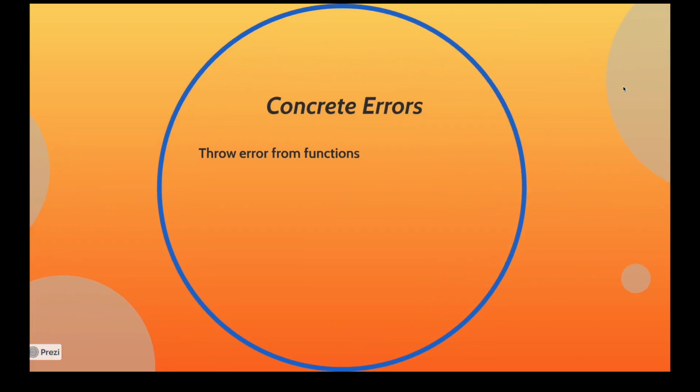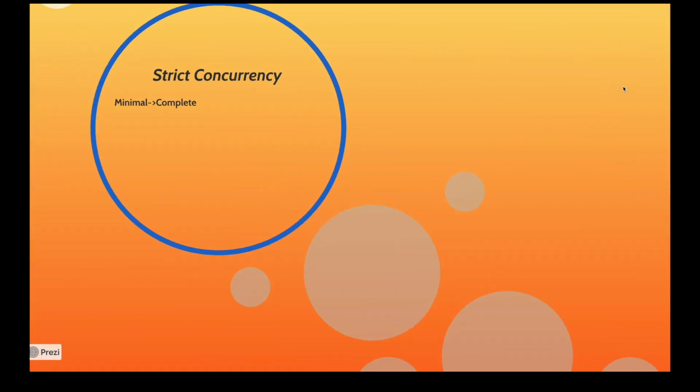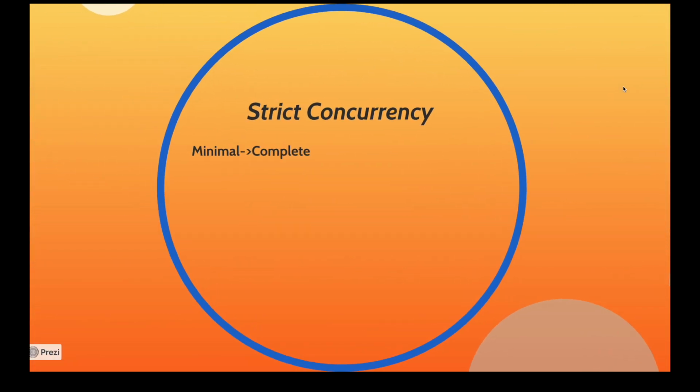The next feature is that previously, functions and closures were going to throw generic errors of type any, which encourages writing generic error handling code. But Swift 6 is going to introduce functions and closures that can throw concrete error types or specific errors.